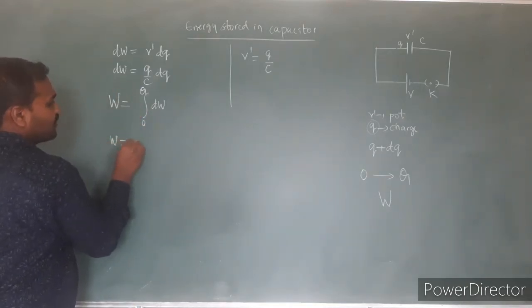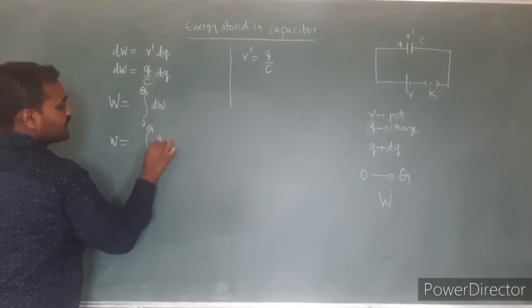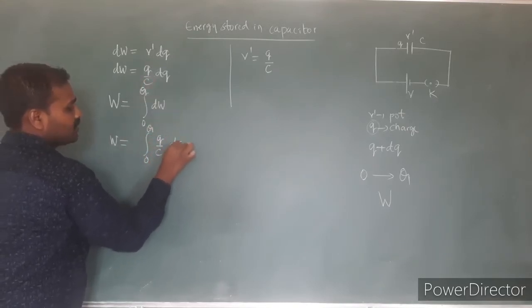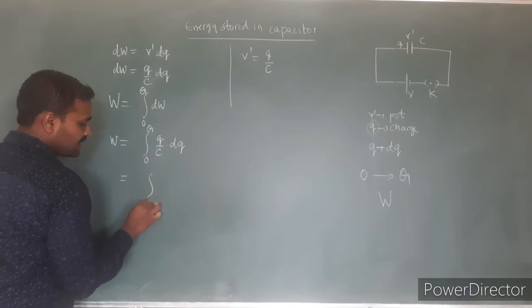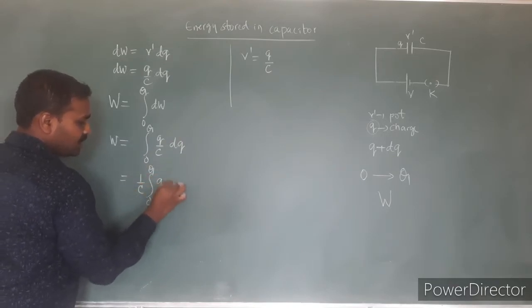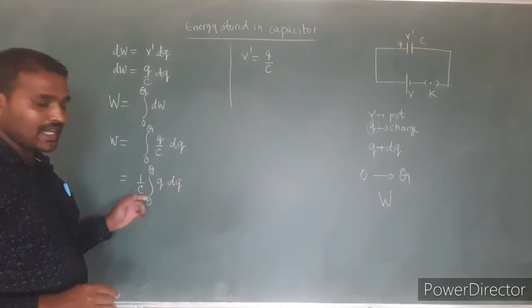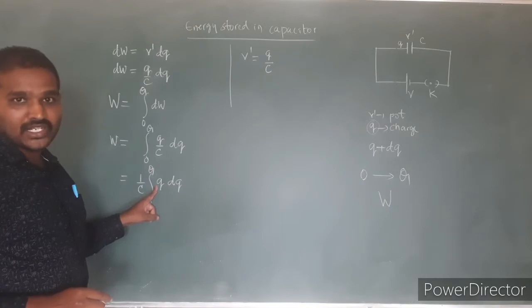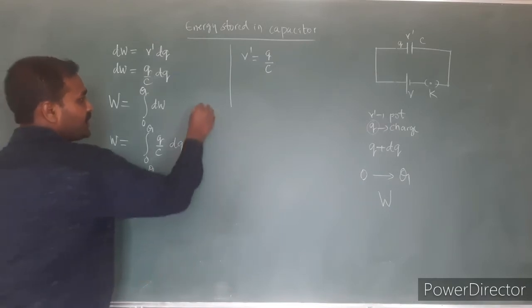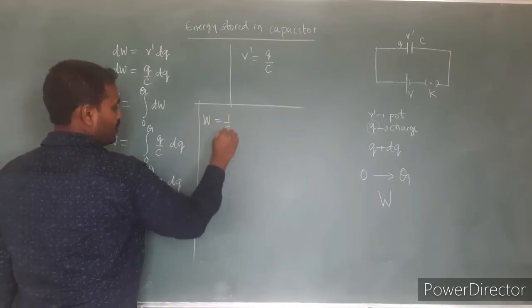I will simplify this. W is equal to what? Integral from 0 to capital Q of dW, which I can write as Q divided by C into dq. This I can write as the integral from 0 to Q of 1 divided by C into Q into dq. 1 by C is constant, I can take it outside. Q is the variable. After simplifying this, I can write W is equal to 1 by C.